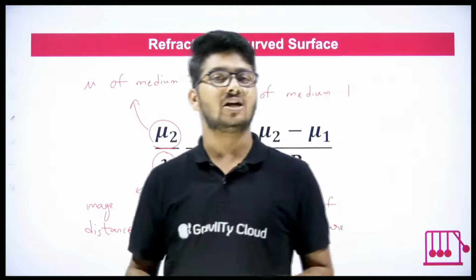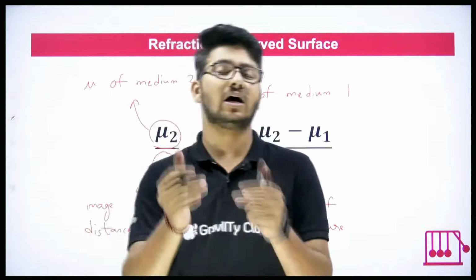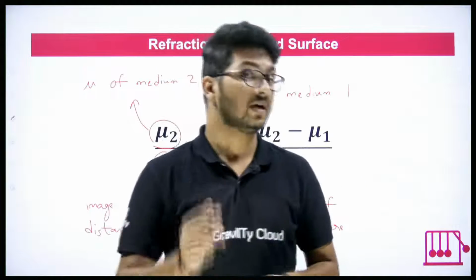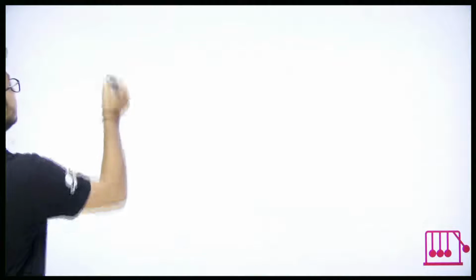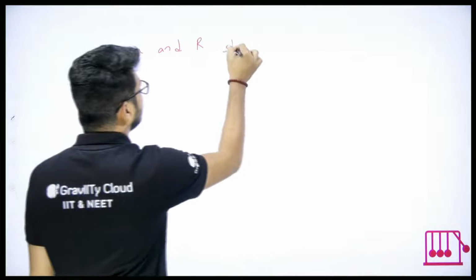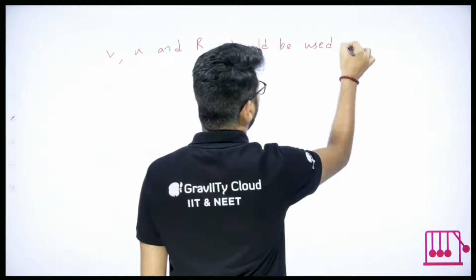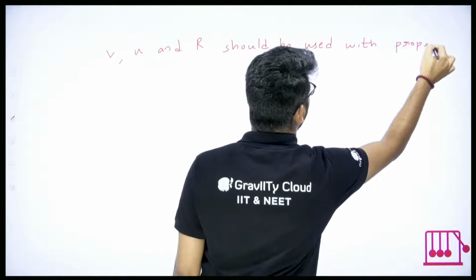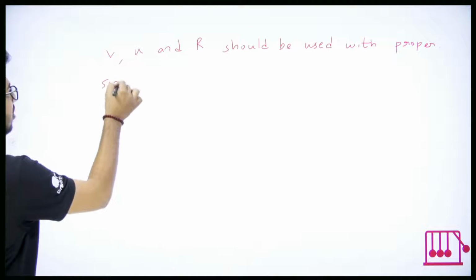Sir, is there a derivation for this? Yes, there is a derivation. We'll do that in the next class. But for now, we'll understand the formula and how to use it. And remember, when we use the formula, sign convention is important. That is, V, U, and R should be used with proper sign. And what is the sign convention? It is the same as the case of mirrors.